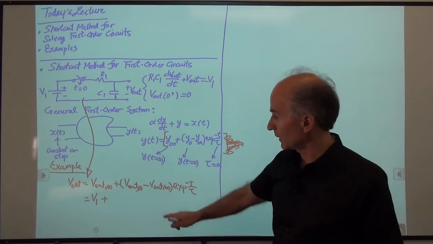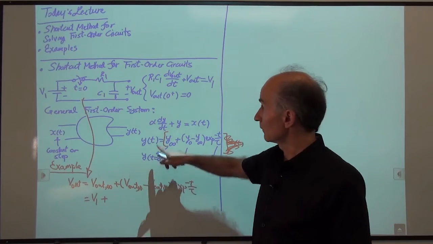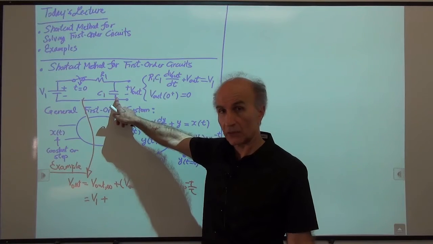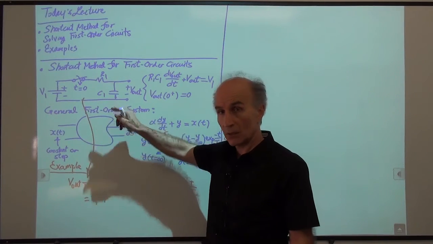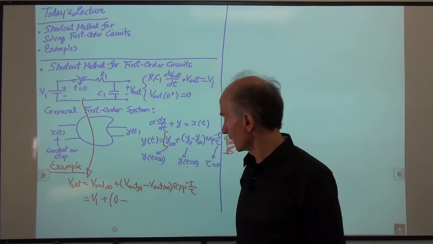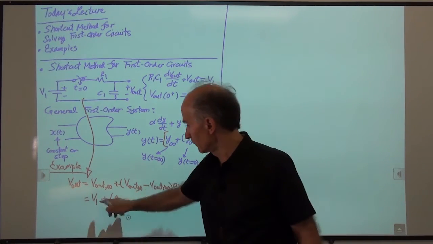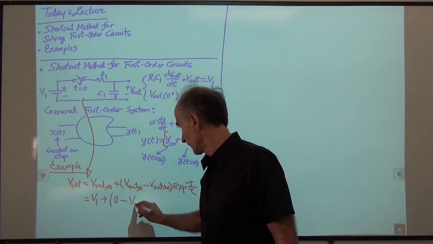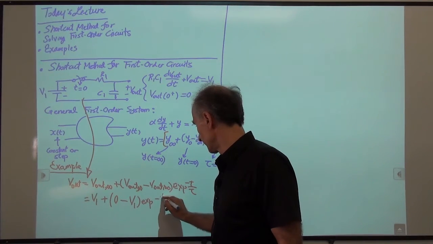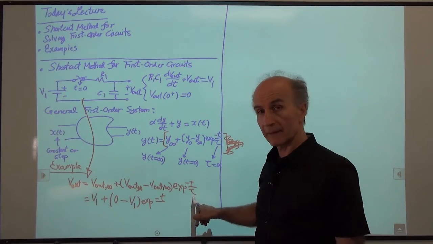How much is the voltage at time 0 plus? We decided that the capacitor voltage cannot jump instantaneously, so it is 0. So we write 0 minus. How much is the voltage at time infinity? V1. Times e to the minus t. How much is the time constant?